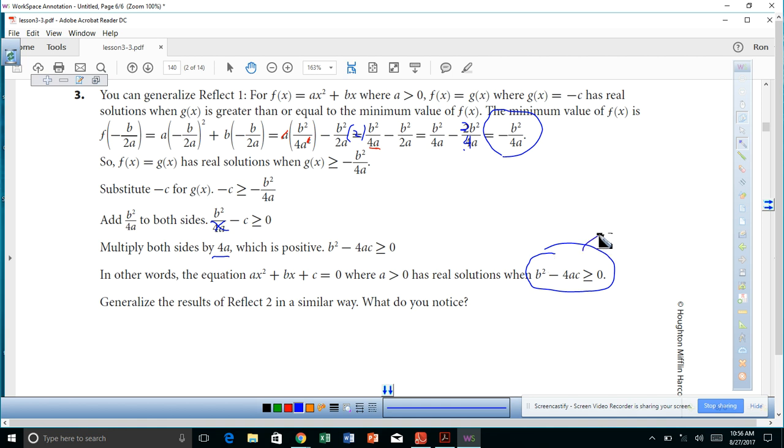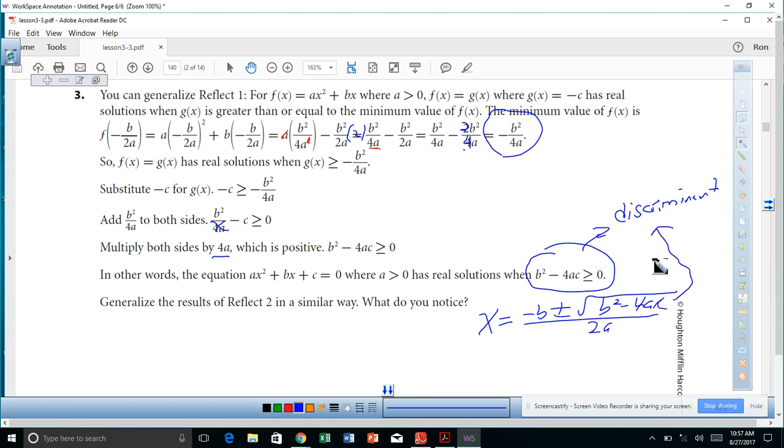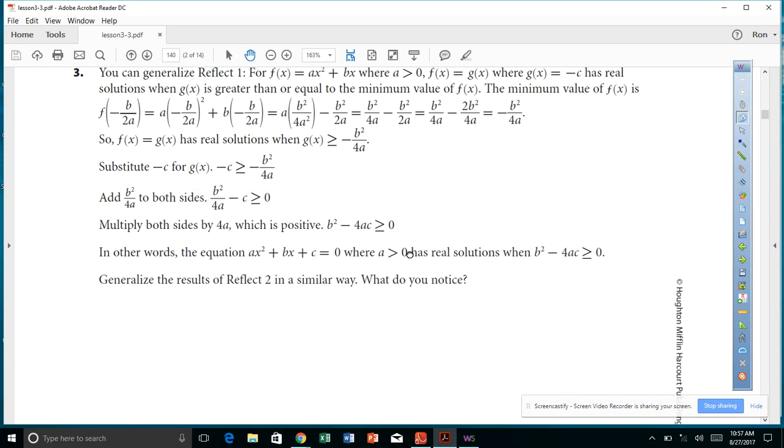Well, this looks real familiar. It's called the discriminant, and it is found under the radical in the quadratic formula. x equals negative b plus or minus the square root of b squared minus 4ac, all over 2a. Here, the discriminant is underneath the radical in the quadratic formula. All right.